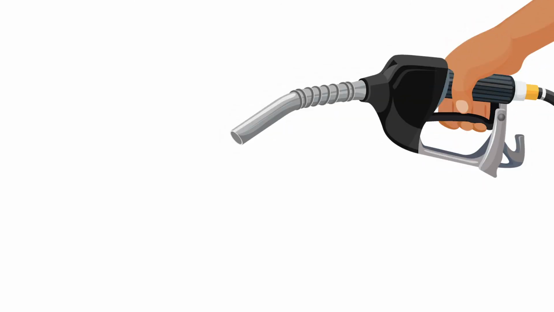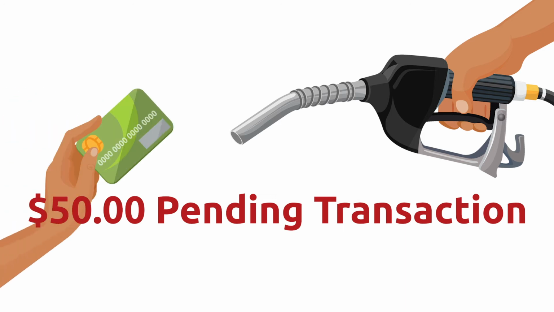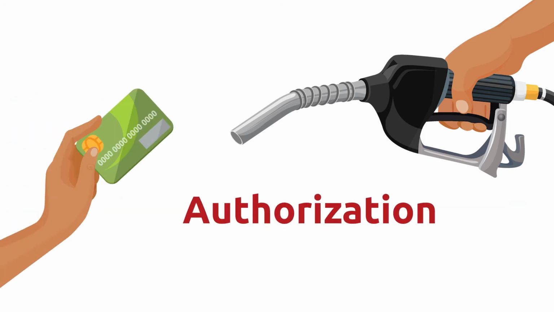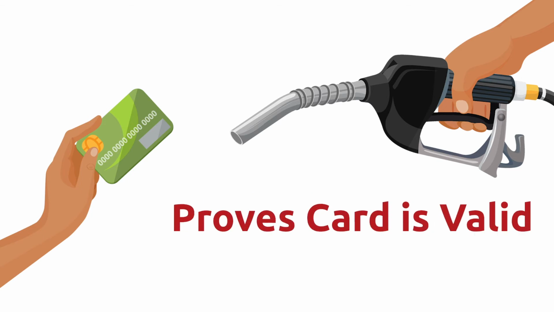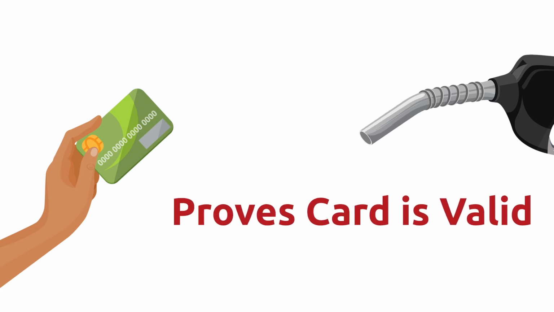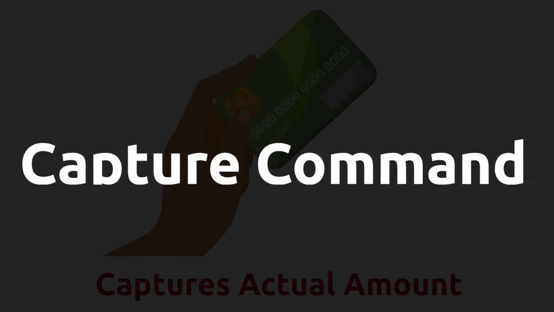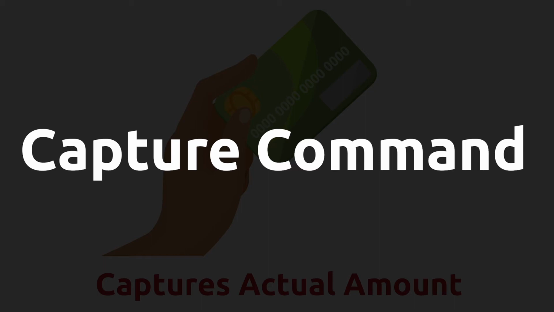All right, second example. When you pump fuel at the gas station, have you ever noticed that sometimes there's a $50 pending transaction on your card? Well, that's an authorization. In this case, they are using this to confirm that the card is valid and has at least $50 available. When you hang up the fueling nozzle, the system captures the actual amount of the fuel that you have dispensed using a capture command sent digitally to the card companies.